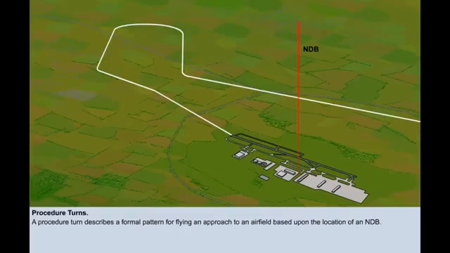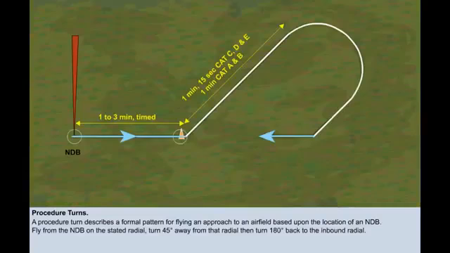A procedure turn describes a formal pattern for flying an approach to an airfield based upon the location of an NDB on or near the airfield. There are two main types of procedure turn. In the first, a time or distance to fly away from the NDB is specified. Then a turn of 45 degrees is made away from that radial, followed by another turn of 180 degrees back to intercept the inbound radial of the NDB.